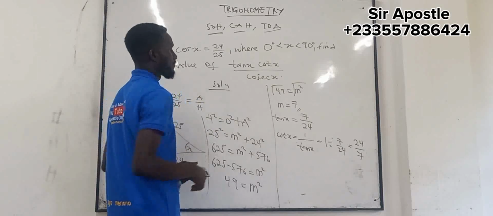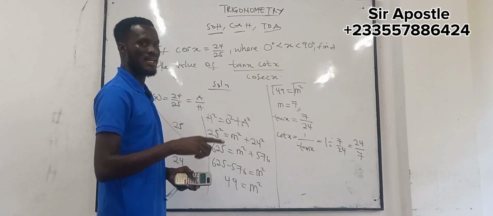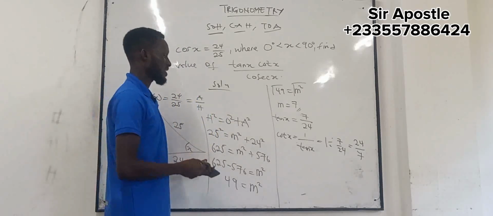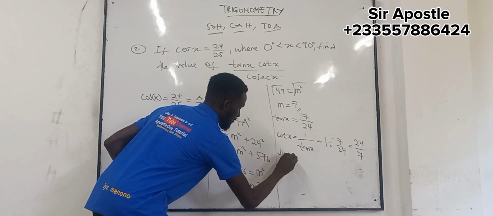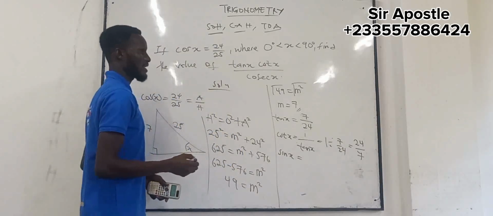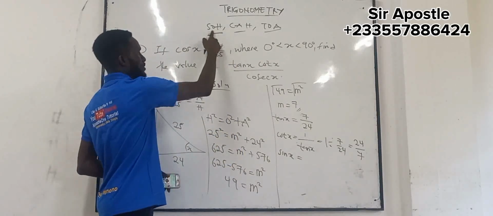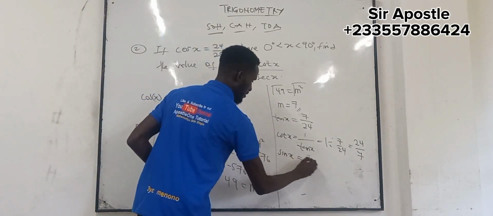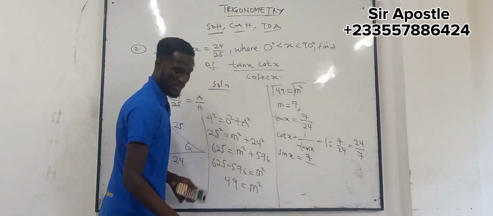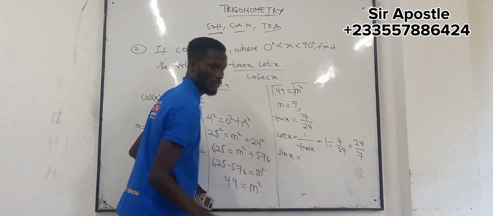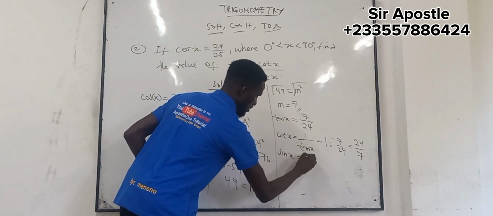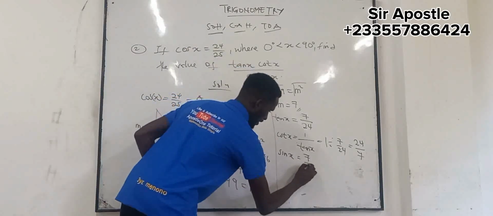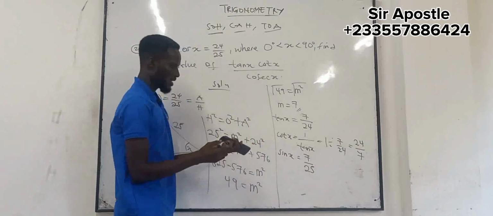Now it is left with the cosec x. You know, cosec is the same as 1 over sine. So I have to look for the sine. What is sine? Sine of the angle x. The sine is opposite over hypotenuse. What's the opposite? The opposite is 7. And then what is the hypotenuse? The hypotenuse is 25.